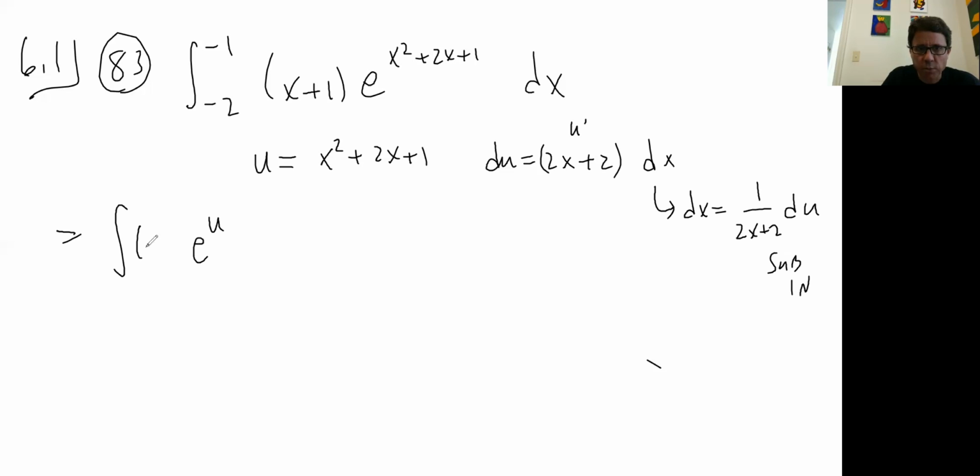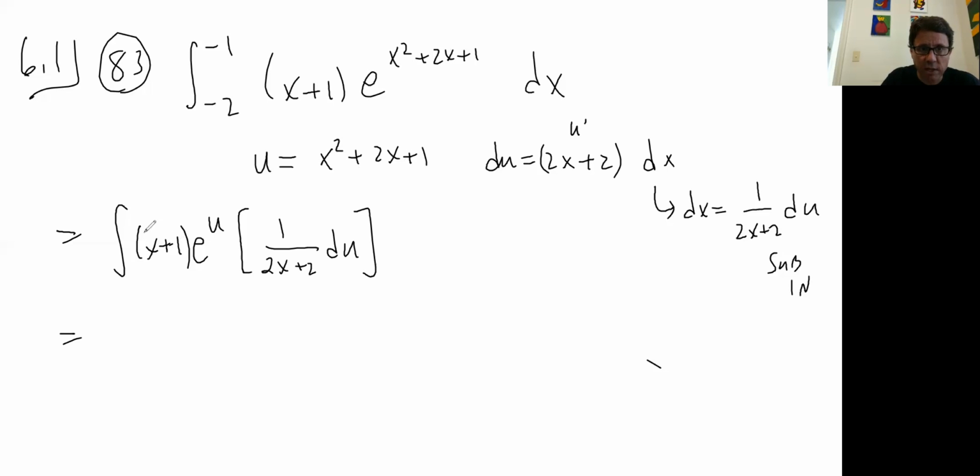So I'll get x plus 1 still in there, which I don't want. But let's hope it balances out by what I'm plugging in here, 1 over 2x plus 2 du. So if everything cancels, then I'm in good shape. If it doesn't, that means I did something wrong.